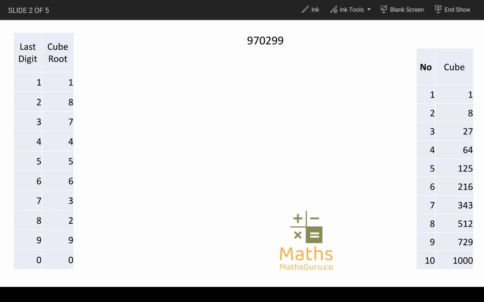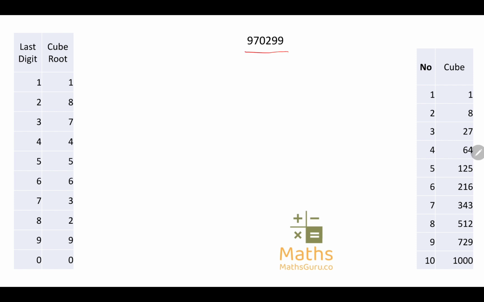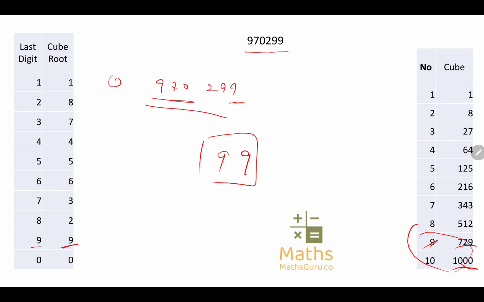Let's take 970299. The first step is to split this number into 970 and 299. Now we see the last digit, which is 9. In this table, 9 maps to 9, so we write 9. Then we check 970. It's greater than 729 and less than 1000, so it lies between these two, and we pick 9. So the cube root of this whole number is 99.